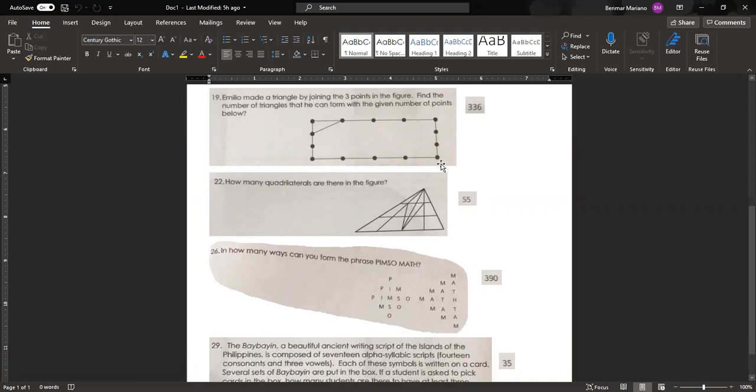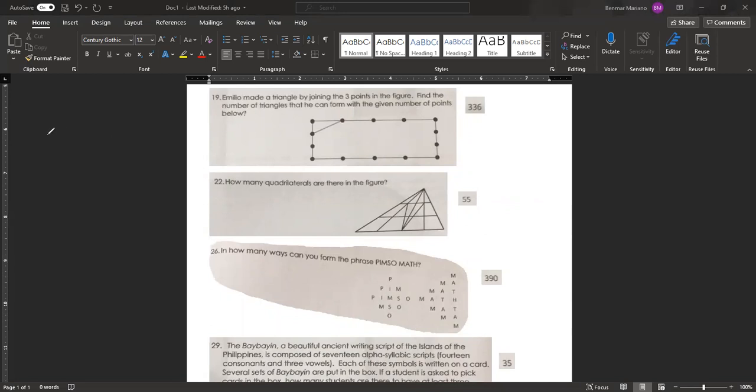So for number 19, this is how we do it. I'm going to use the formula for combination. Combination is a topic for grade 10, with the use of factorial. Now, the first thing to do here is to identify the number of points. So how many points do we have? I think we have 14 points. Yes, there are 14 points.